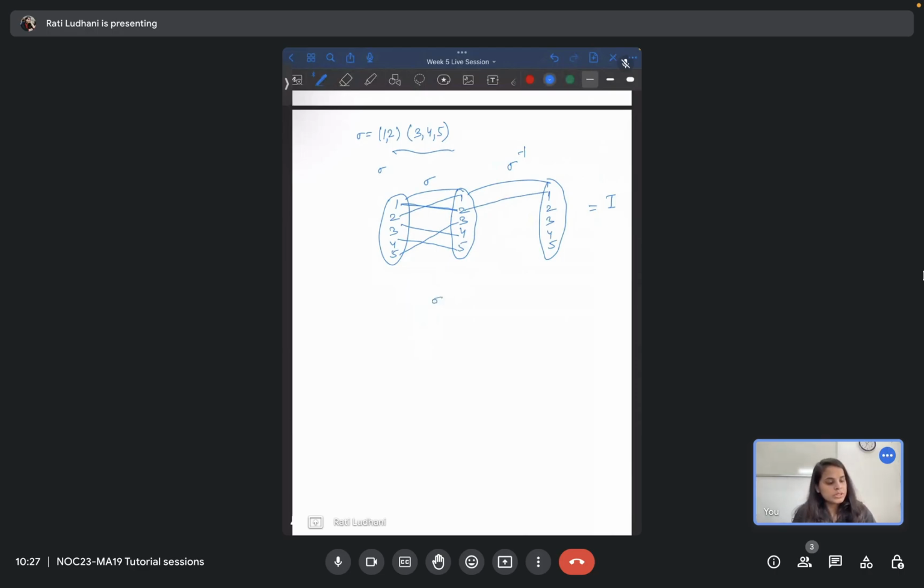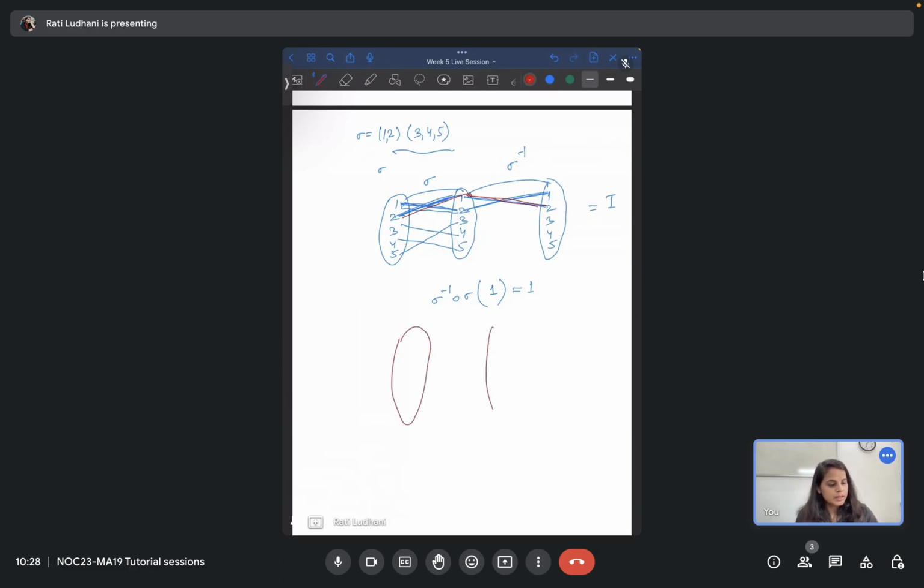Then when you compose it, sigma inverse of sigma, 1 will map to 1 itself, because 1 is mapping to 2 and now you want it to be 1. So what you are doing is just inverting it. Now 1 was mapping to 2, now 2 should map to 1. When you compose it, you will get identity only. 1 will map to 1. Similarly, 1 is mapping to 2, 2 is mapping to 1. Now you want 2 to map to 2 only. So 2 is mapping to 1, and again you take 1 is mapping to 2. So what you're doing is just inverting. 1 is mapping to 2, then in the inverse, 2 should map to 1.